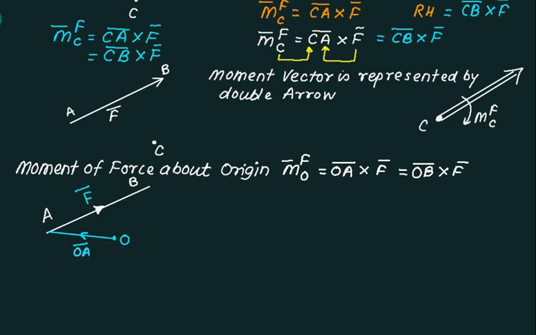Yesterday we have seen how to calculate F bar. F bar is equal to F multiplied by the unit vector along AB. What is the unit vector along AB? It is AB bar upon mod of AB bar. So how many vectors do you have to find out? Two vectors: one is OA and one is AB. This vector is called the moment vector about which point? O point.